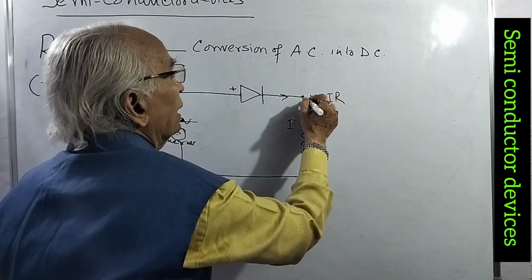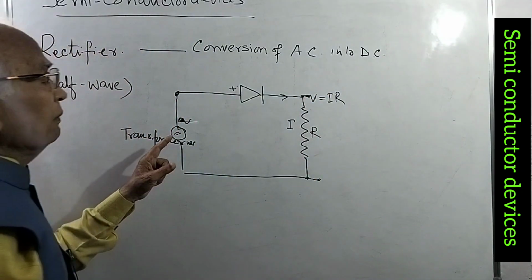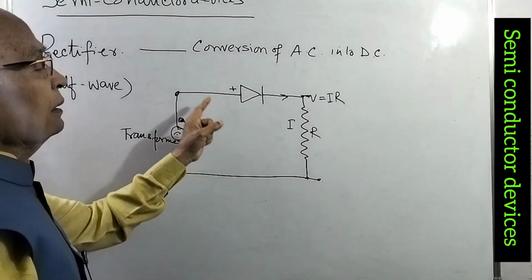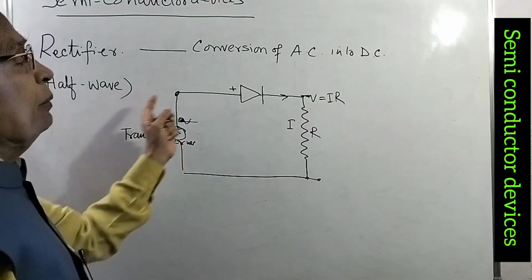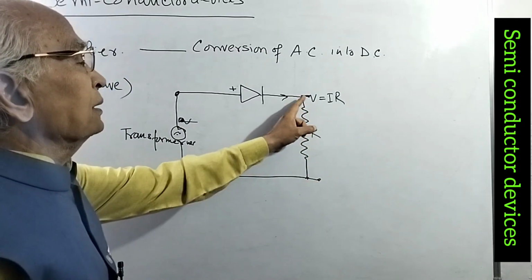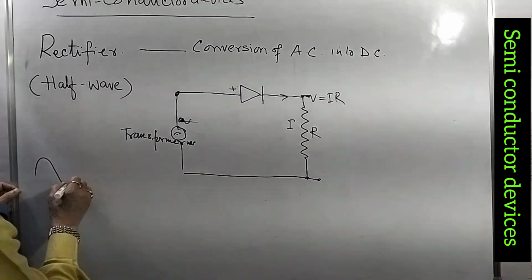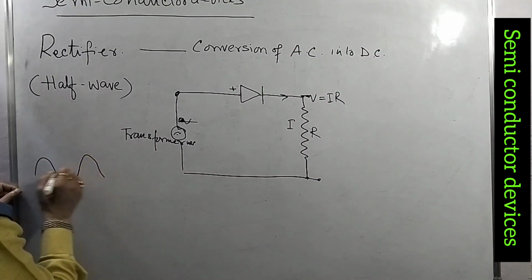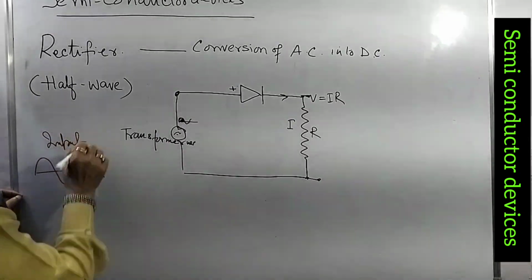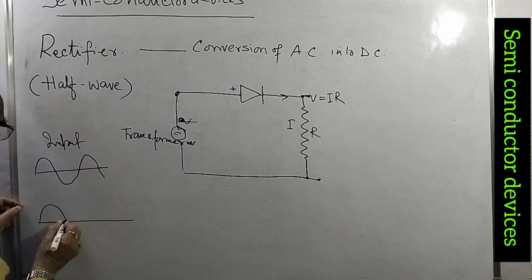So we measure the potential of the IR drop here. It means if we connect AC to the PN junction diode, its positive cycle is forward biasing the diode, and we get the current here and a voltage drop here. When this is the input, we get the output, a positive, variable current.